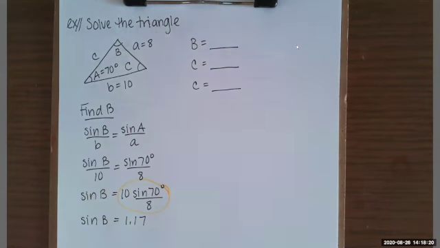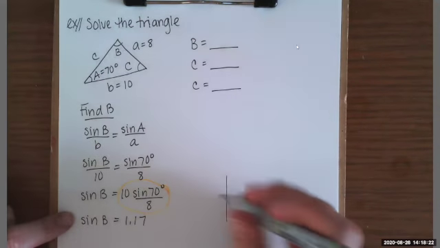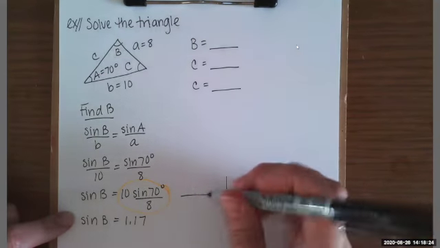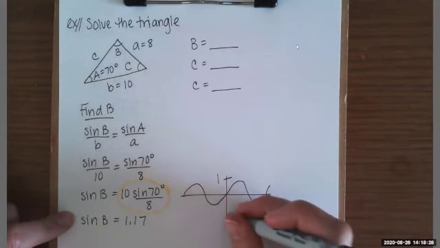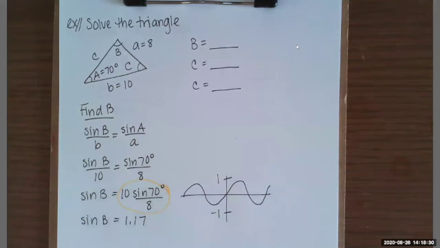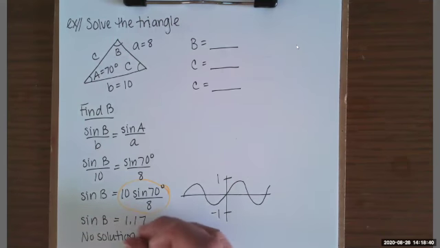All right, right here, we have a problem. Let's stop. We know what our graph of sine looks like. It looks something like this. The maximum y value is 1, the minimum y value is -1. So we're looking for an angle whose sine is 1.17. That's greater than 1. That's impossible. So at this point, there's no solution, which means there's no triangle.